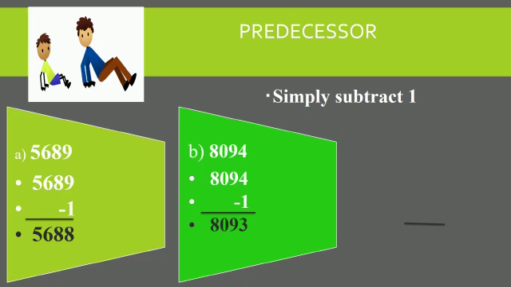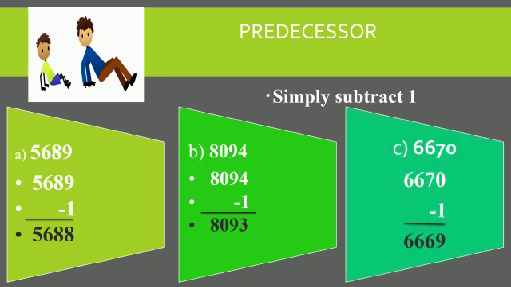You can do this in a very quick way by simply subtracting 1 from the 1's place. So let's take the number 6670. When you subtract 1, you borrow and the number becomes 6669.